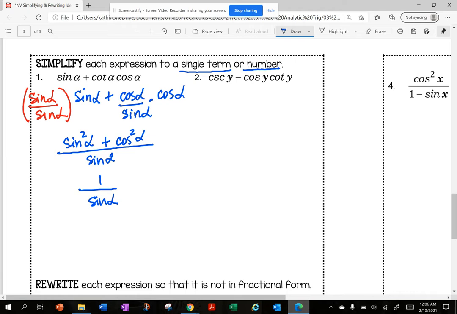And then when we write our single trig term, we write it so I don't have a denominator. So I'm going to rewrite 1 over sine as cosecant of alpha. So I write whatever my final trig term is, where I just have a numerator, or my denominator is 1, I could say.